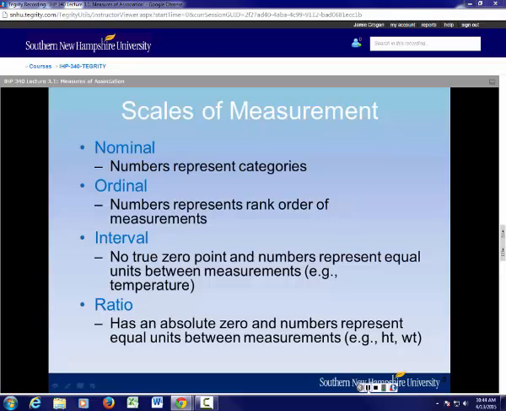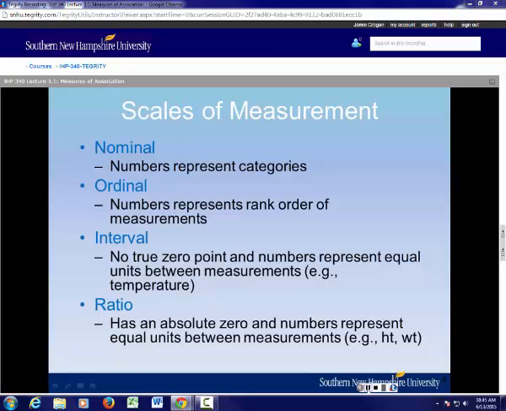Really the most common scales of measurement are interval and ratio. These are continuous numbers. They typically have decimal places with them. The only difference between interval and ratio is the presence of a true 0 point. And so an interval scale of measurement, a nice example of this is temperature. There is no true 0 point, meaning that a temperature of 0 outside doesn't mean the absence of temperature.